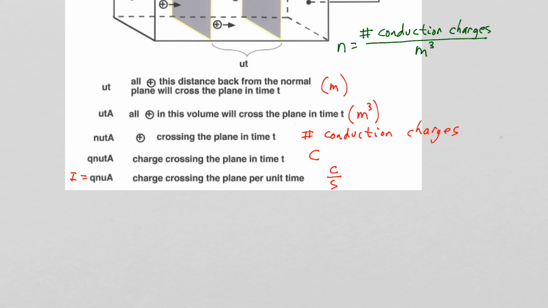Now you should have a model of what's happening so that this equation makes sense. It's something you could just write down. The faster the charges are moving, the more of them will go through your observation plane per second. The greater the cross-sectional area of your plane, the more charge you'll have going through per second. The greater the density of the charge, the greater number of charges will go through your plane per second. And to get to a current, you know it's a charge flow per second, so you have to multiply by the charge of each of your conduction charges.